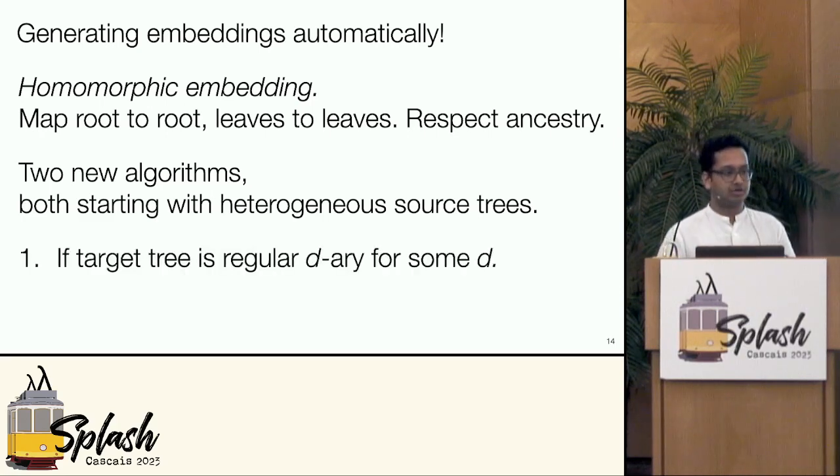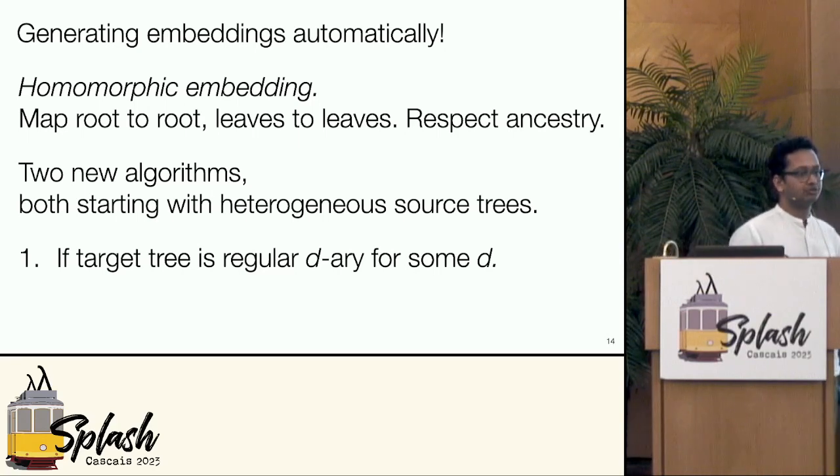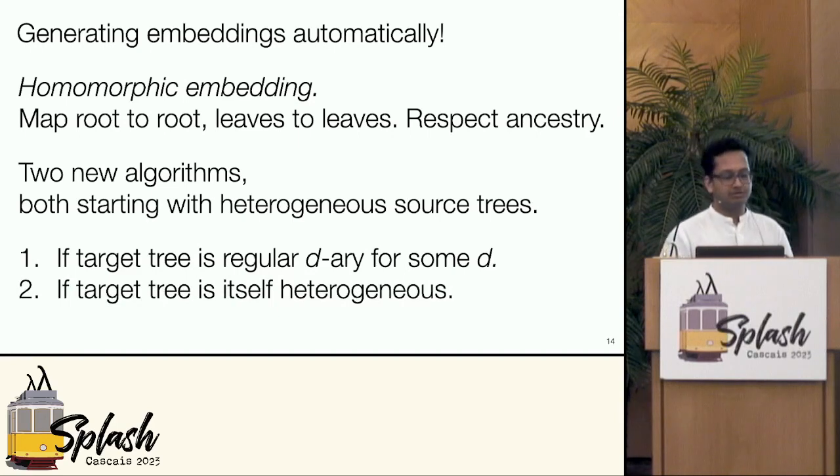If you tell me that your target tree is a regular D-array tree with some arity D, I have an efficient algorithm which will actually construct for you the minimum height D-array tree that can accept your source tree. If you bring your own tree, it's a heterogeneous tree, it's a wild tree, I have another algorithm, less efficient, which can tell you if a mapping is possible, and it gives you the mapping if so.